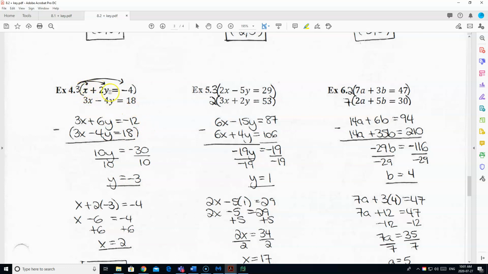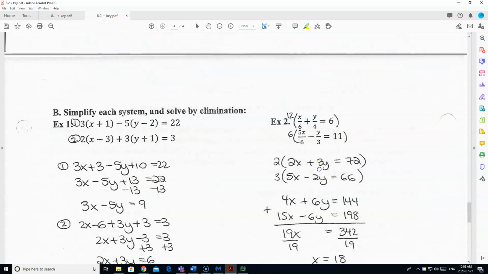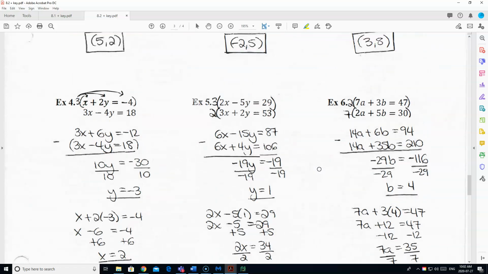You could have done the same thing with the y's and eliminated the y instead of the x. So for example, instead of multiplying everything by 3 here, you could have multiplied everything by 2. Then you would have had 2x plus 4y equals negative 8. And then you could simply add the two equations to eliminate the y, solve for the x, and then plug the x back in. So there's a couple of ways you can do these equations. Okay, we'll go through the next two examples.